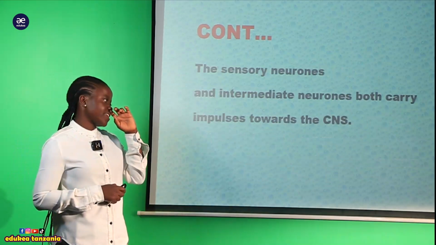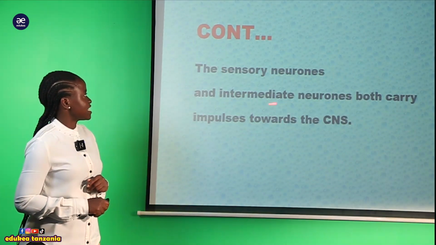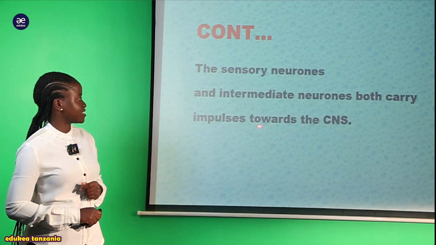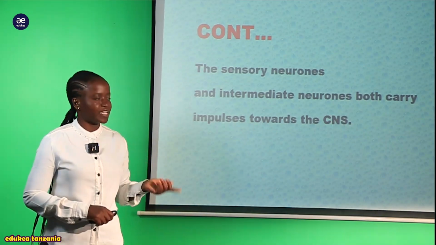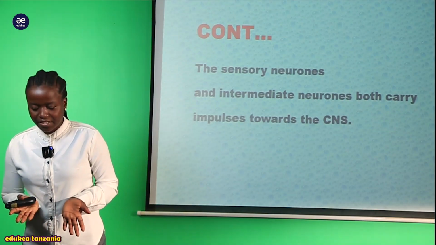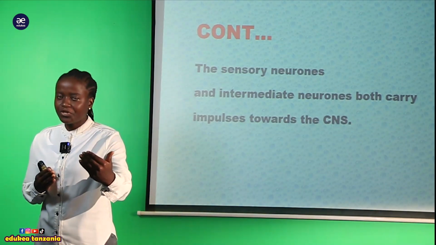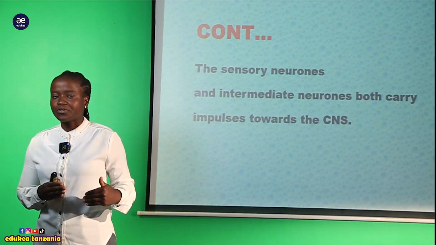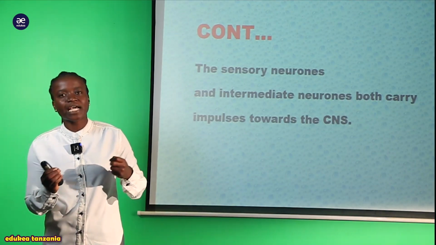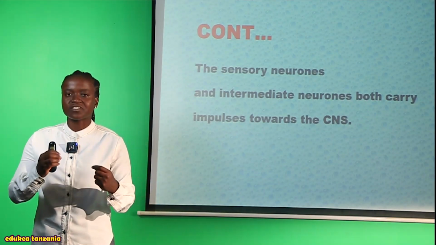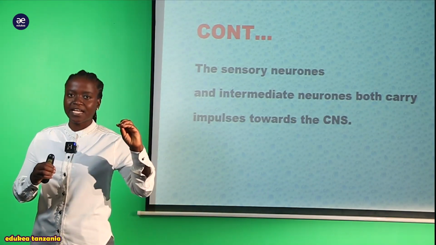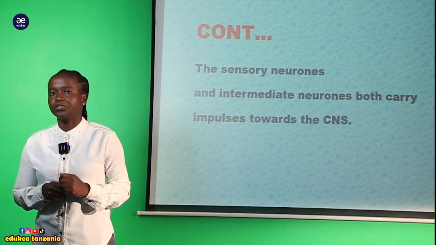And also we can say that the sensory neuron and intermediate neurons both carry impulses toward the central nervous system. So now we can say that the sensory neuron together with the motor neurons all work to take information directly to the central nervous system, that is, to the structure of the brain or the spinal cord.